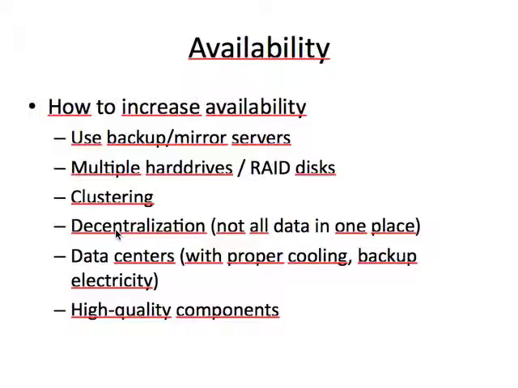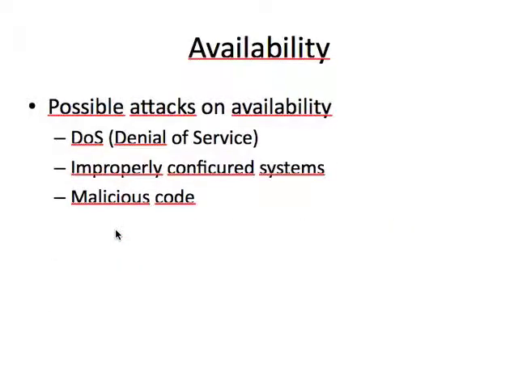Or we might use decentralization so that not all of our data is in one place. Maybe we have new servers for each country, and the servers reside in that country. So even if Finnish servers are down, people in other countries might be able to use the system, and so on. And today, more and more businesses use data centers. They are big industry halls full of computers with proper cooling, backup electricity, and stuff like that. For example, Google and Facebook have big data centers in Finland and in Sweden. And in general, we can use high quality components instead of buying the cheapest possible stuff.